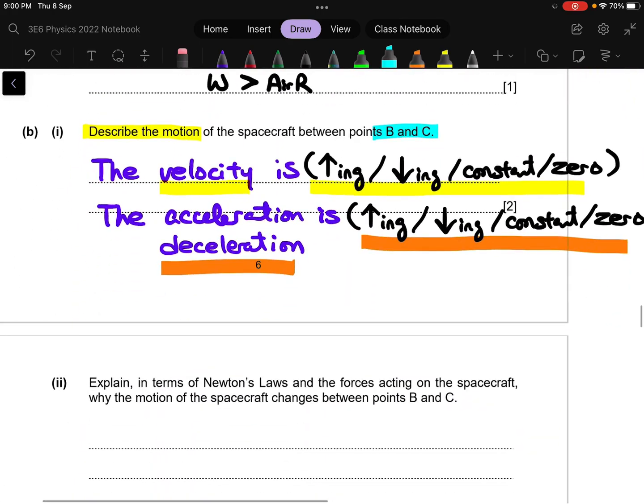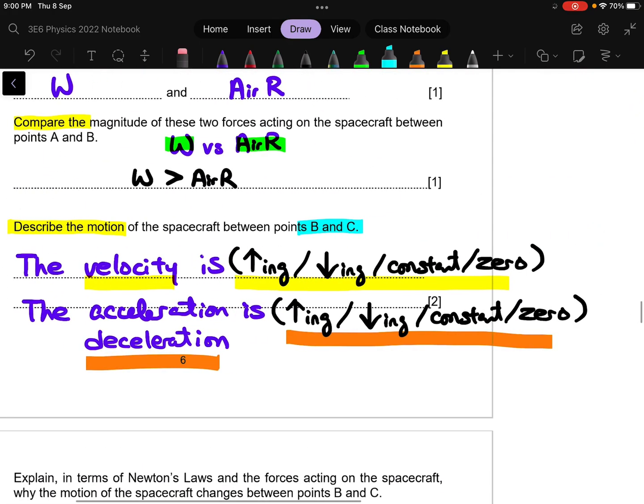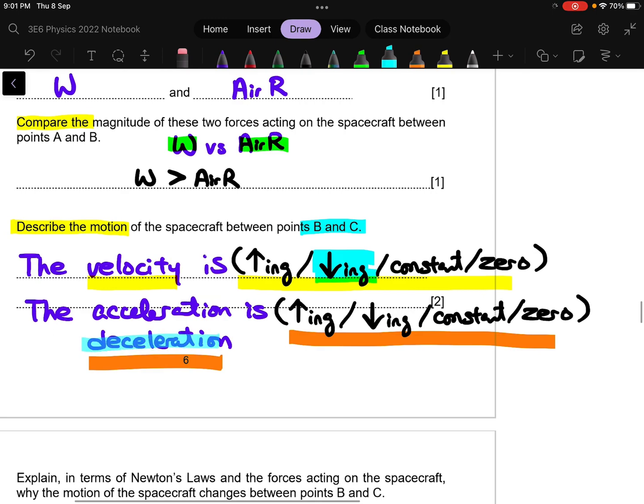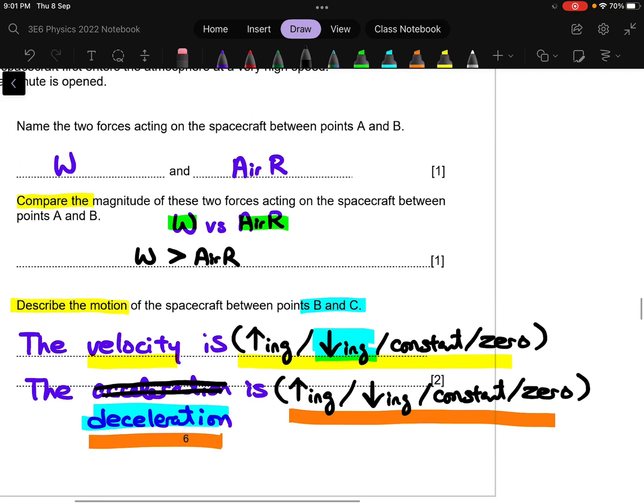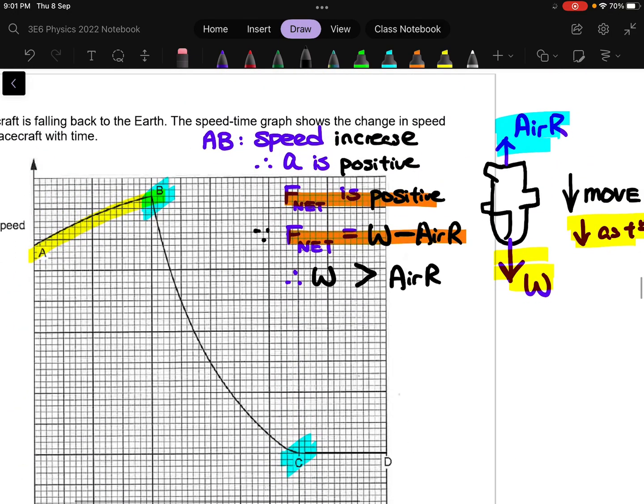Definitely you can see that the speed has dropped from B to C. So I know that here the velocity must be decreasing, right? And if my velocity is decreasing, it means that I'm undergoing a deceleration. So I won't be talking about acceleration already. So this deceleration, how is it moving?